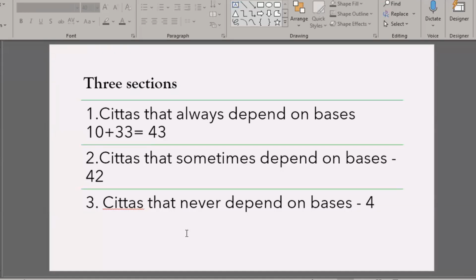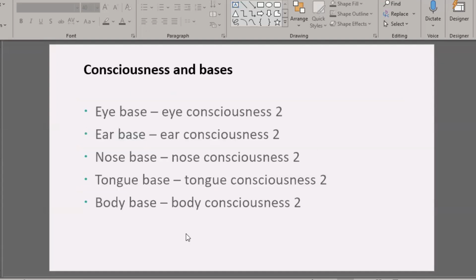So now let's try to classify. Let's try to find what these chittas are, with reasons. For the first 5, it's not difficult, it's very easy. 2 eye consciousness are based on eye base. 2 ear consciousness are based on ear base, or they arise in ear base. 2 nose consciousness are based on nose base.